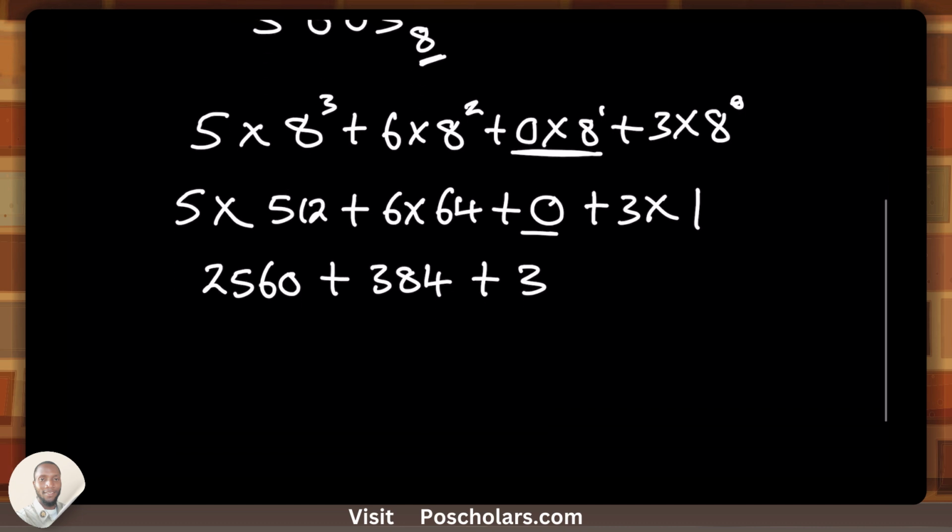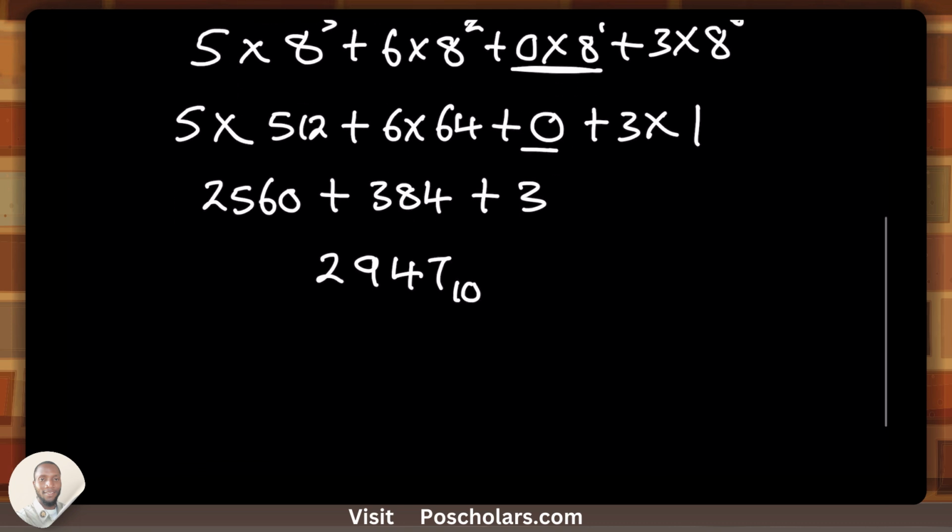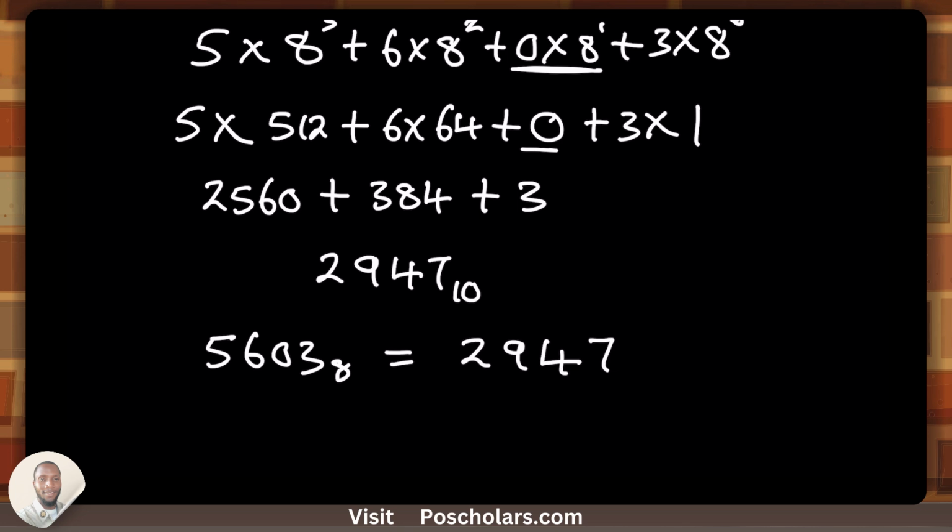3. And when you sum up all these values together, you have 2947 base 10. So therefore, we have succeeded in converting 5603 base 8, which is now equal to 2947 base 10. And that's our final answer.